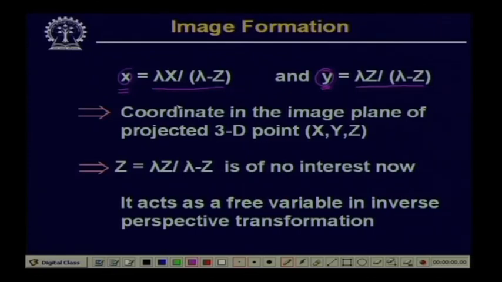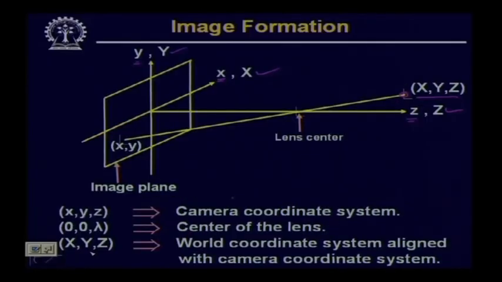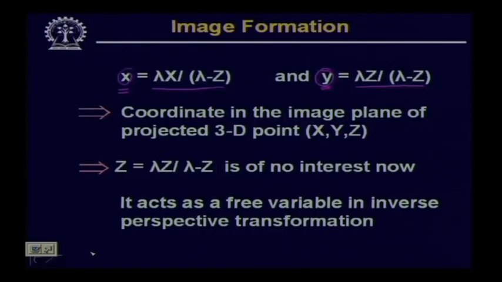Now, in this particular case, the third component that we have obtained, that is the value of z, is not of importance in our case, because in the camera coordinate the value of z is always equal to 0, because we are assuming that the imaging plane is the xy plane of the world coordinate system as well as the camera coordinate system.